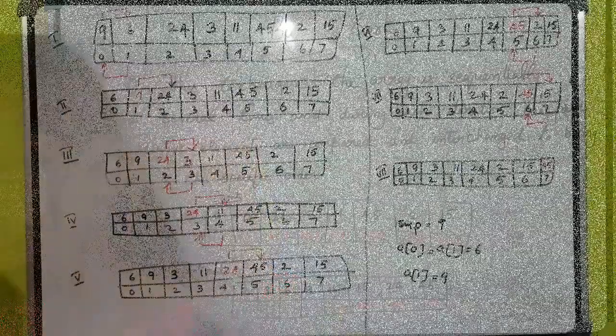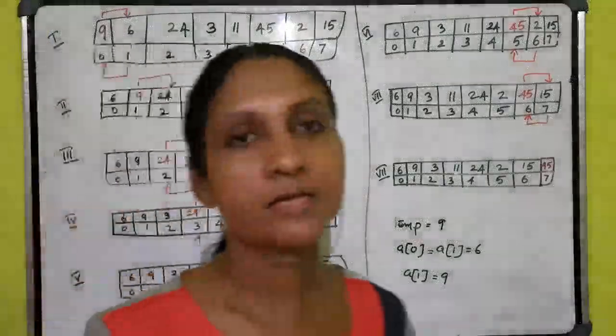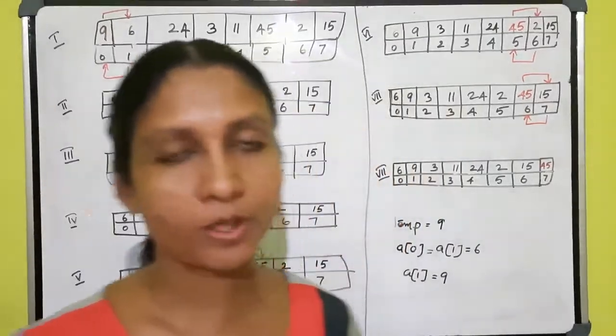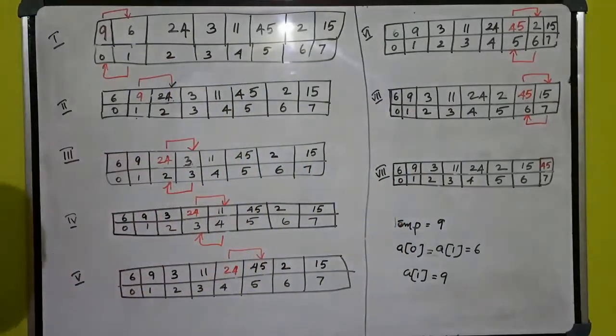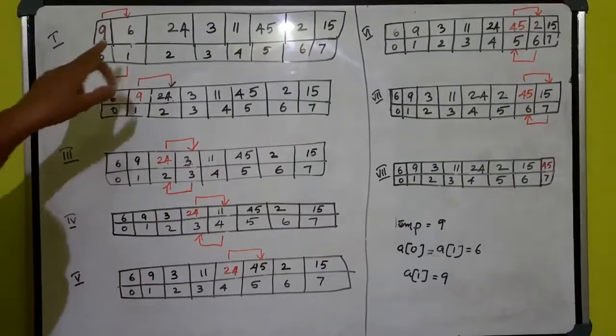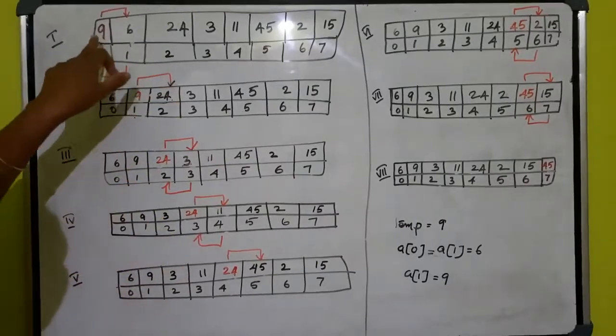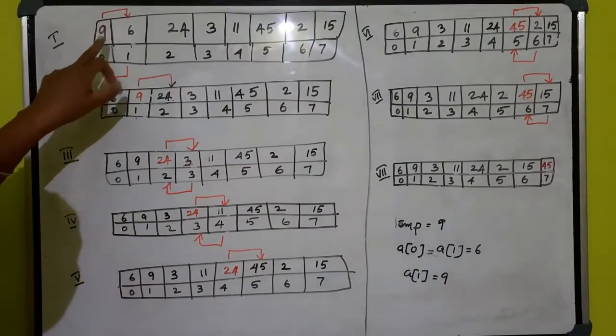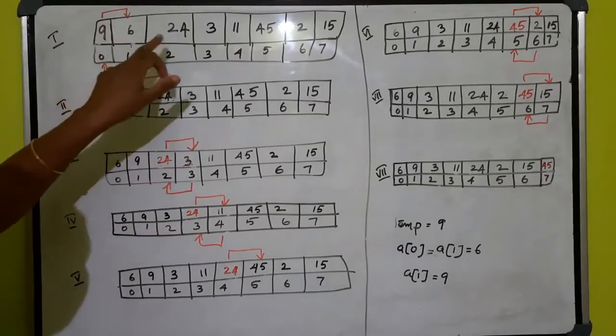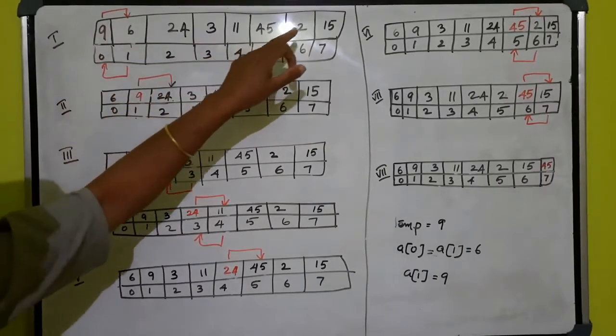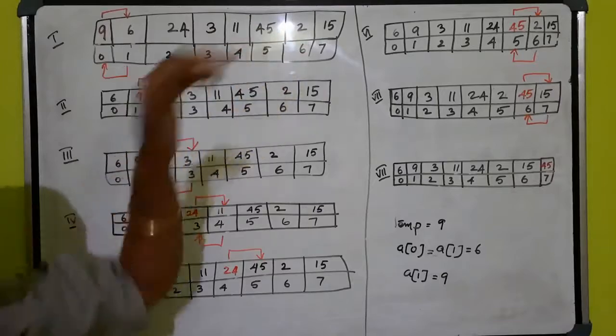I will explain. Let's explain this with the help of an example. Already we had taken that example, an 8-element array. What are the elements? 9, 6, 24, 3, 11, 45, 2 and 50. It will be stored like this in an array.